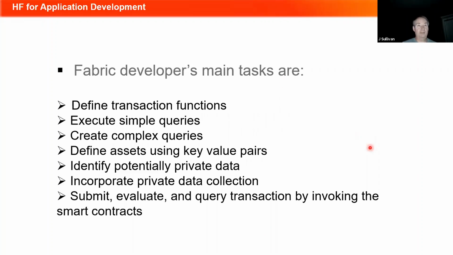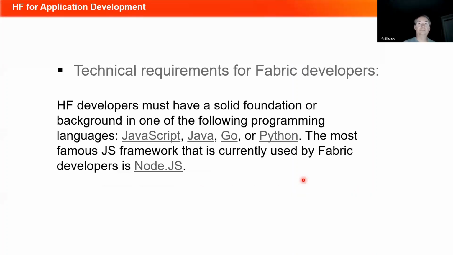So the developer's main tasks are understanding and defining transactions, running queries, building the applications on the smart contracts, understanding the key value pairs. Again, the key value pairs are just like user, and the value of user is Jack. Date, and the value is the date, right? Just very, very JSON-like. And to identify potential private data, submit and evaluate, and query transactions by running smart contracts.